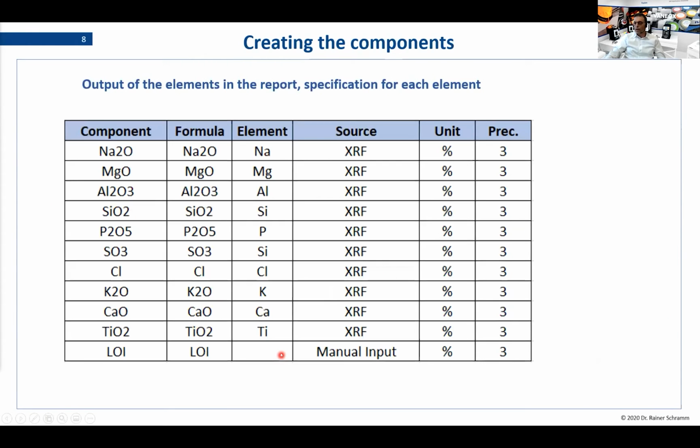When this is defined, then we also have to talk about the report, how it should look. Sometimes elements have to be recalculated as an oxide. You can also define what unit and what precision you want to have. Also, you can add other components you would enter like a manual input into the report, or you can do additional calculations.